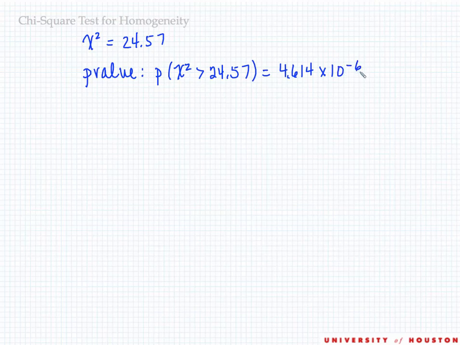So we can say that this is pretty close to 0, which is less than my alpha. So we will reject our null hypothesis, which stated that the distributions are the same, in favor of saying that they are not the same.